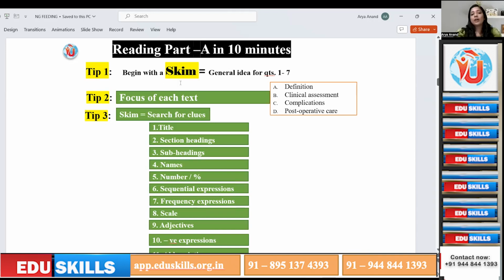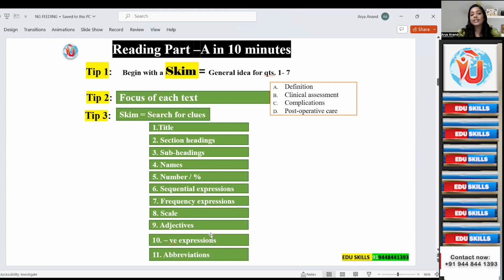So tip 1, begin with a skim. I'll tell you what to skim, then focus of each text. Skim for the clues such as title, section headings, subheadings, names, number, percentage, sequential expressions, frequency expressions, scale, adjectives, negative expressions, then abbreviations. This we have discussed in many of the sessions, so I'm not going to explain in detail.